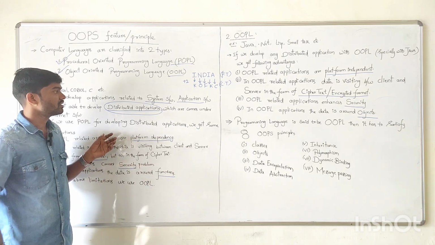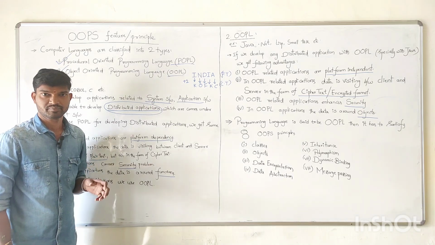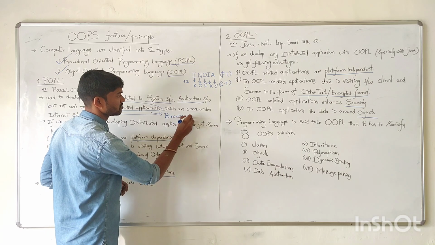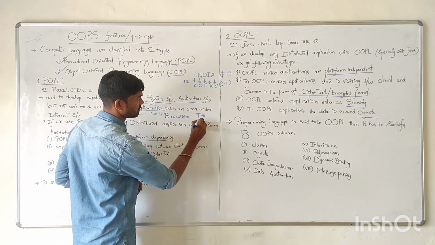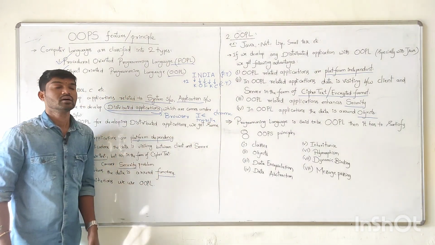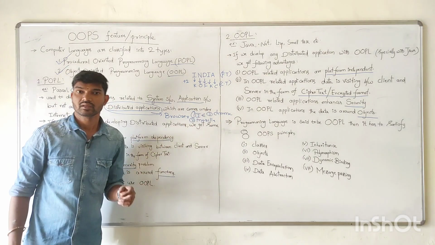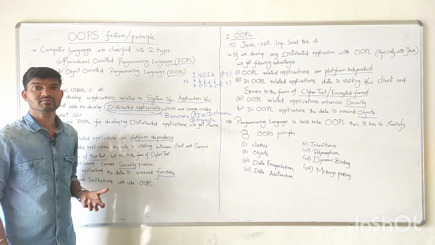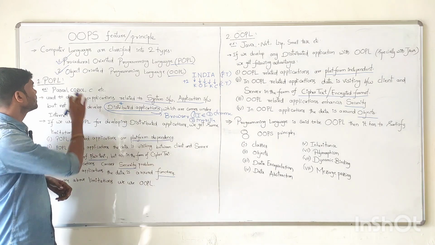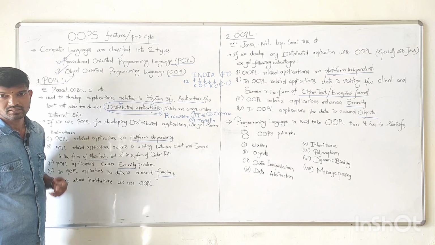Distributed applications are those applications that run in the browser and whose results are shareable across the universe. We have so many browsers: Internet Explorer, Mozilla Firefox, and Chrome. The applications which run in Internet Explorer, Mozilla Firefox, or Chrome, and whose results are accessible anywhere in the universe, are called distributed applications. So by using procedural-oriented programming language, we can't develop distributed applications, that is, internet applications.